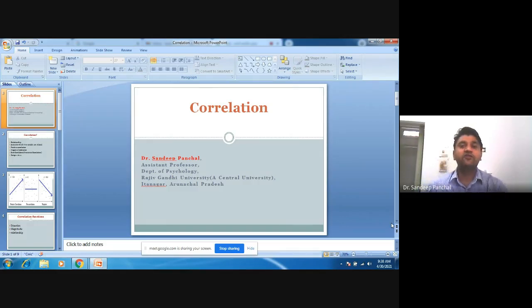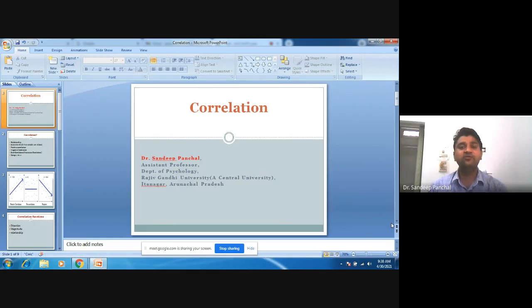Let's start the meaning of correlations. What is the meaning of correlations? How is it relevant to psychology? Why should we understand correlations? Correlation simply means when we want to relate two things at a time or more than two things. Is there any relationship between two things?